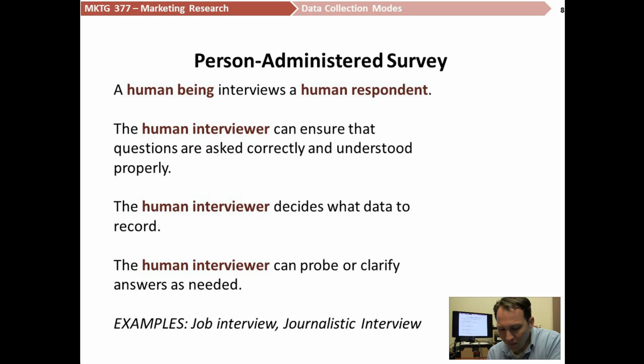The human interviewer can probe or clarify answers as needed, and that's really important, especially in more open-ended lines of questioning. If somebody tells me, "I'm pretty satisfied with this, but things could be better," I might probe and say, "Well, tell me how they could be better." So a probe allows me to get deeper and to make sure that they fully answer the question.